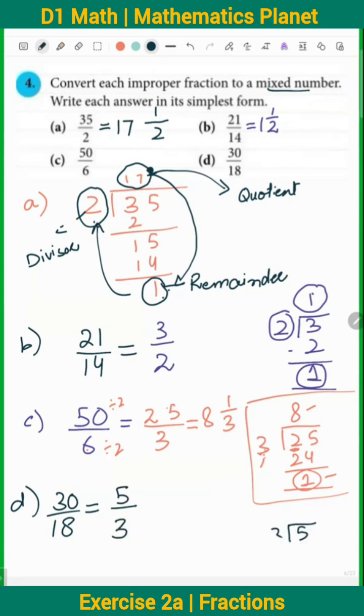You get 3 times 1 is 3 and 2. Now how can you write it as a mixed fraction? 1 whole 2 upon 3. The quotient always comes as the whole number. Okay, remember this. 1 whole 2 upon 3. Very good, everyone.